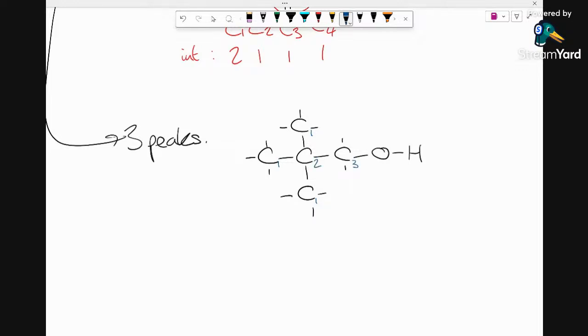I've asked you to name it. So the correct name here is 2,2-dimethyl-propan-1-ol. Is everyone okay with that? I would also say that you don't need the 2,2, but just put the numbers in. It's better to always include the numbers.